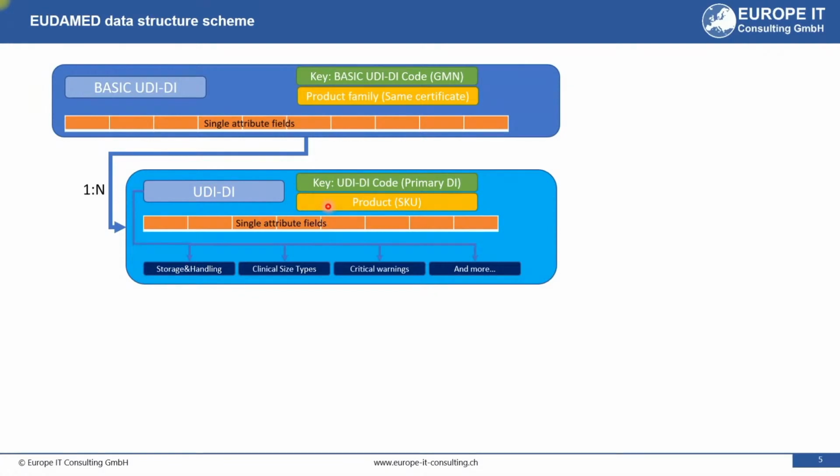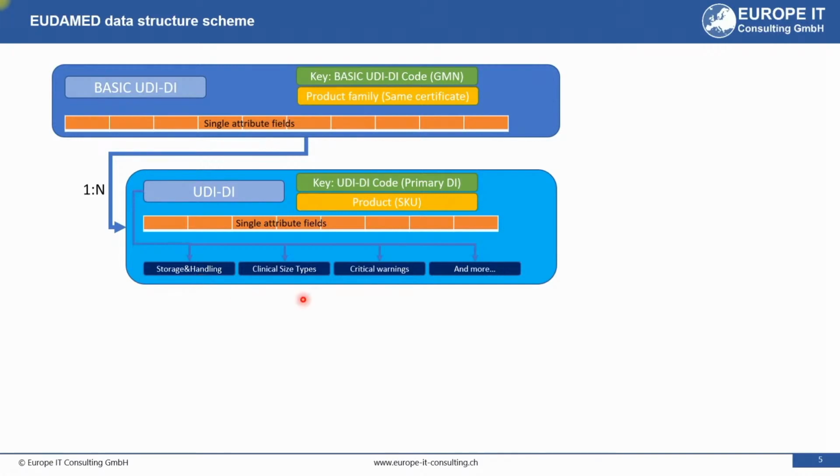The UDI-DI also has single UDI attributes like the basic UDI, but on this level you have additional UDI attributes in subtables. Those are, for example, the storage handling information. There you should maintain multiple rows, and in each row you can enter the specific storage handling information.